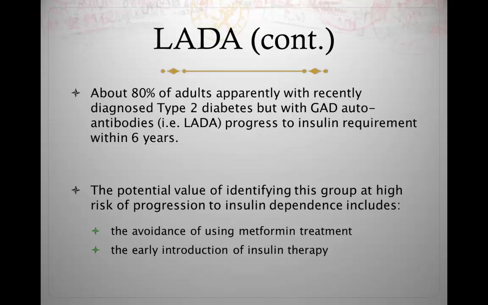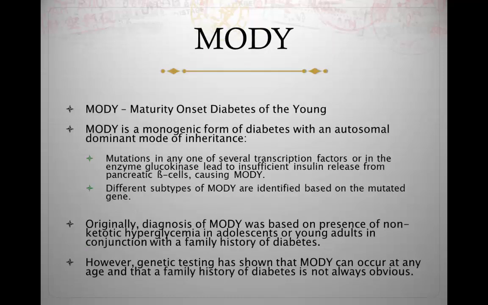This is basically produced by autoantibodies that destroy the cells of Langerhans, as well as C-peptide, the same as type 1 diabetes. Then you have MODY, which is maturity onset diabetes in the young, very, very similar.